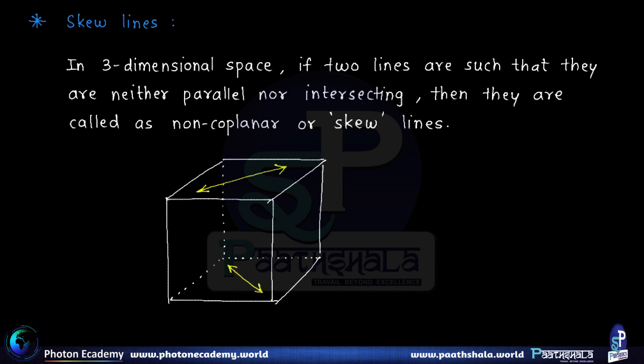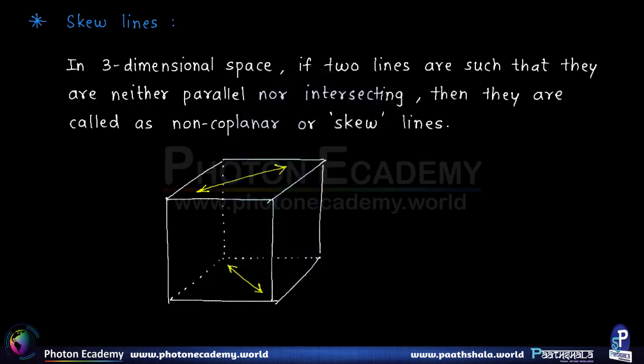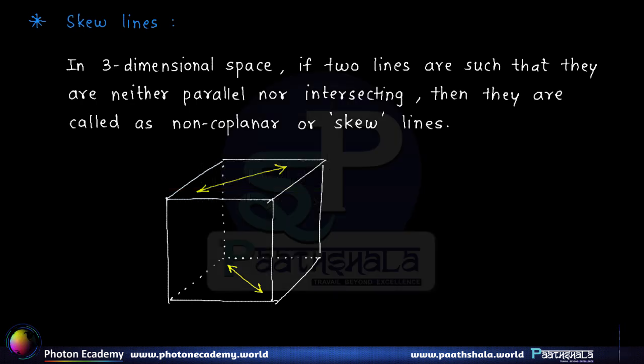Now if you look at these two lines, we can immediately see that they are not parallel to each other. On the other hand, they are also not intersecting, because the two faces, the one at the top and the one below, are two parallel planes, isn't it? So they will never intersect. Hence these are lines which are neither parallel nor intersecting, and hence they are called skew lines.